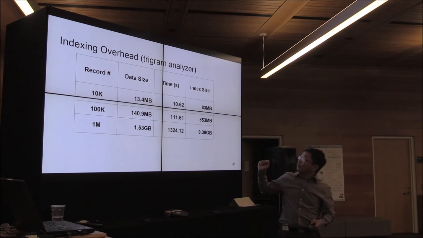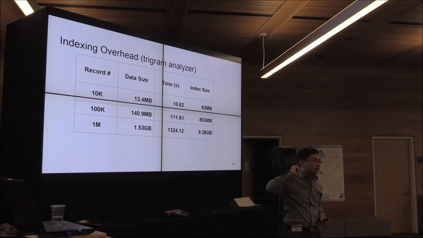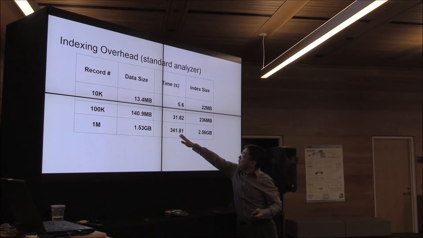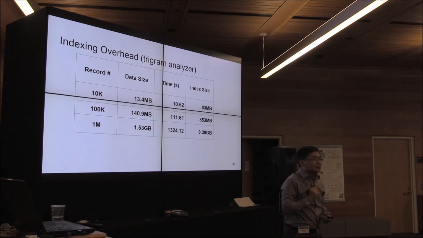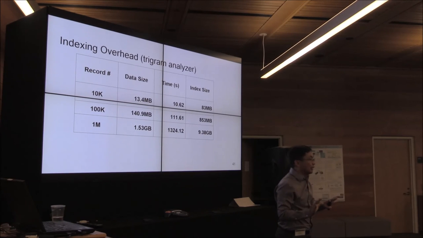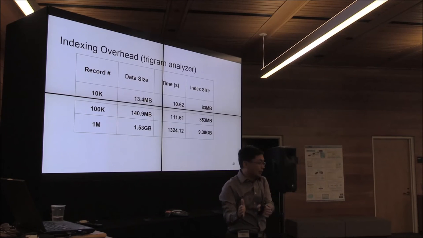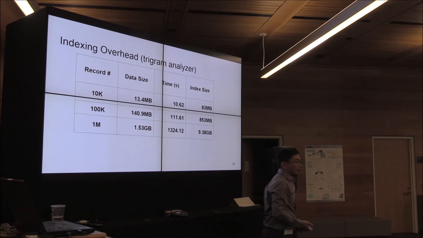Okay? So when we do the trigram analyzer, these are the numbers. And the numbers, I think, are a little bit higher. You can look here, the 340, this is 1 to 1300. And the reason is simple, because when you do the standard analyzer, you generate fewer tokens. When you do the gram analyzer, you have more grams to generate. So your tokens are getting more, and your inverted index is getting bigger. So this is the cost you have to pay.